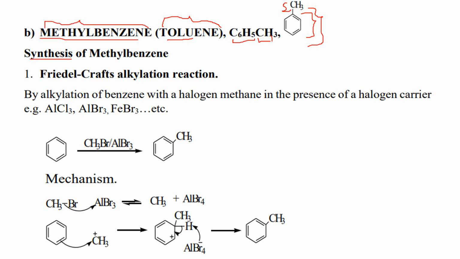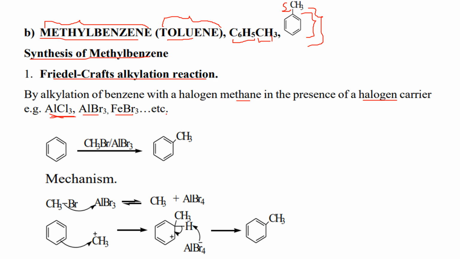Looking at the synthesis of methylbenzene, one, it can be synthesized from the Friedel-Crafts alkylation reaction. Here, alkylation of benzene with a halogen methane in presence of a halogen carrier can yield you toluene, or methylbenzene. Some of the halogen carriers that we have are aluminium chloride, aluminium bromide, and iron bromide among others, but mostly we use iron chloride.